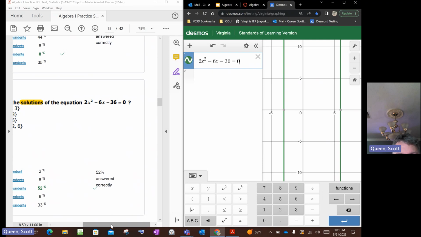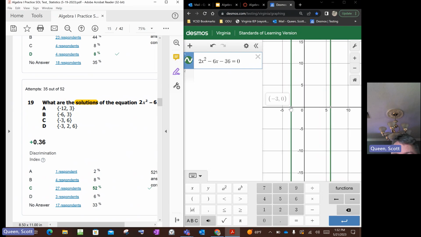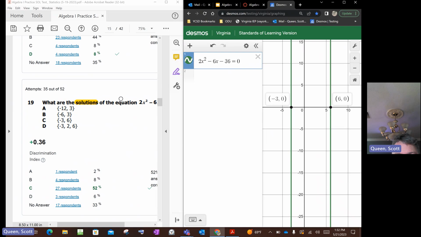It all comes down to what does solutions mean. Hopefully, just looking at the graph, we see something that refreshes our mind. Solutions has 3 other names: roots, zeros, x-intercepts. So where it crosses the x-axis is right here. Remember, it's the x value, -3 and 6. Do I see that? Yes, I do. I see -3 and 6 here, and I see -3, 2, and 6 there. Be cautious.